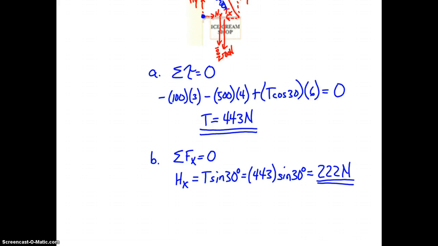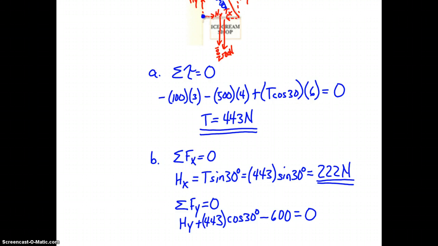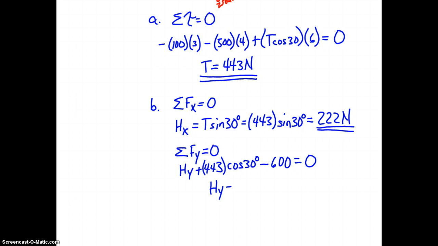Hy has a few more forces in that direction. Sigma F in the y direction, also 0. What do we have here? We have Hy up. We'll call that up direction positive. Plus the 443 cosine 30, that's your T cosine 30, is also up. Minus how much total force do we have down? It would be the 100 plus the 500 newtons down for a total of 600 newtons down, equals 0. We go ahead and solve for Hy. And we should get 216 newtons to 3 digits.